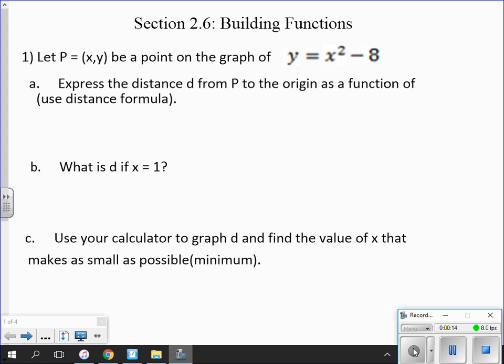So, section 2.6, this is the last one before your test next week. We will do a review on Tuesday before your test on Thursday.